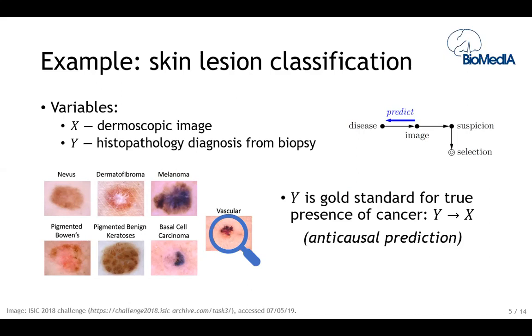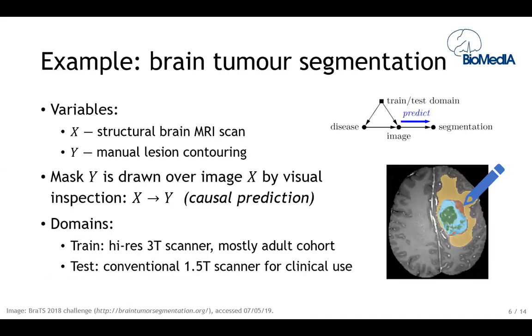Now, we can consider these labels basically the best we can get. So we can say that these labels are causing the visual appearance of these lesions in the images. So we can write Y causes X, like that. And this is a case of anti-causal prediction, if you remember from the previous slide. Here at the top, you can see that the arrow of causation from disease to image is the opposite direction of the prediction.